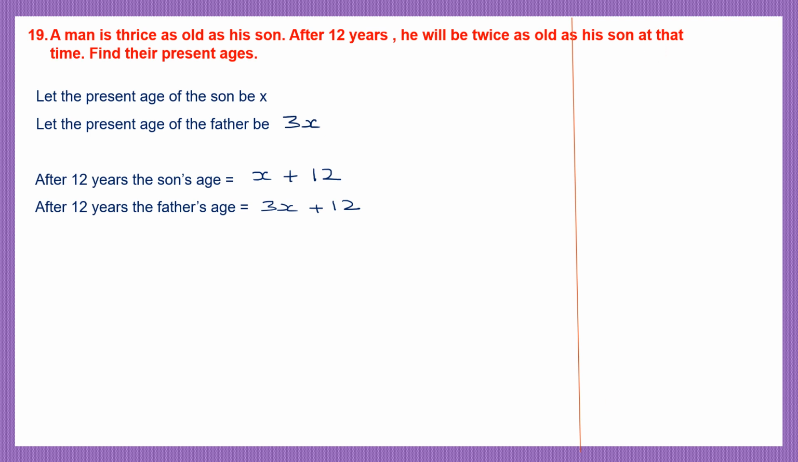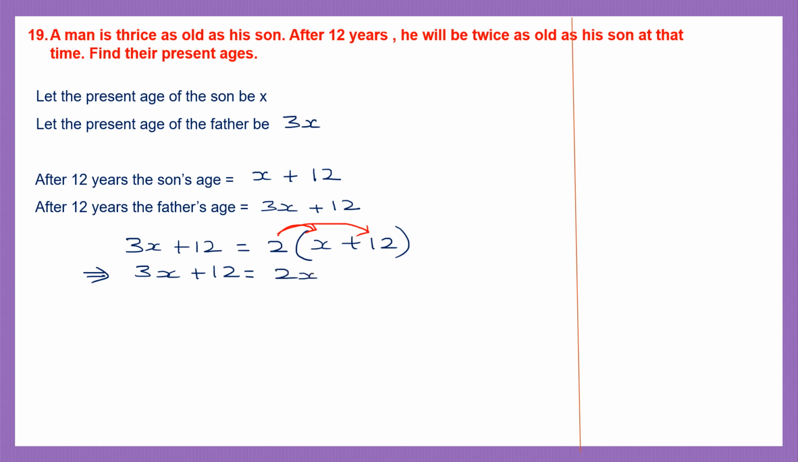So let's make an equation. The father's age is 3x plus 12. After 12 years, he is going to be twice as old as his son, 2 times. Now what is the son's age? x plus 12. So now let's solve this. 3x plus 12, let's leave it as it is for the time being. Now here let's open the brackets. First we multiply 2 into x, and then 2 into 12. 2 into x is 2x. 2 into 12, 12 twos are 24.